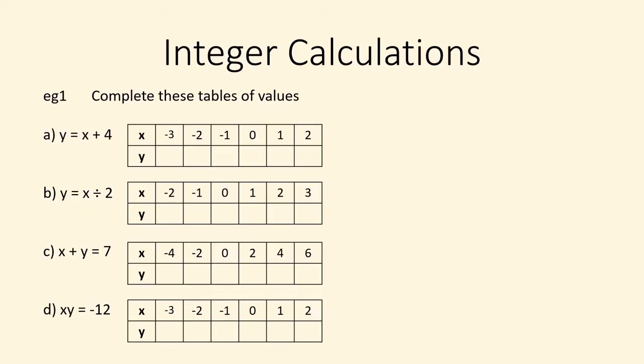Now that we've gone through integer addition, subtraction, multiplication, and division, you should be able to fill in these tables of values using different integer values. For question A, we're given an equation, which is a rule for the value of y. Y must be equal to the x value plus 4. So this is integer addition. If our x value is negative 3, as it is in this first case here, we have to work out the y value by working out what negative 3 plus 4 is. You may want to think of that as 4 minus 3, which is positive 1.